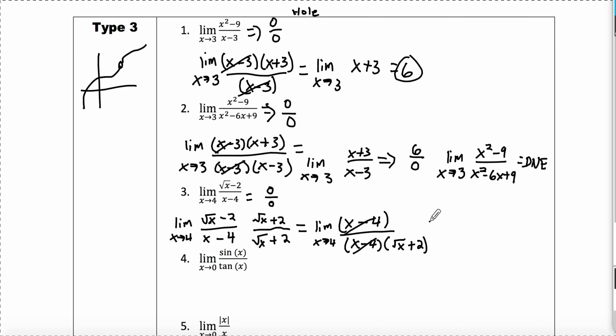Now our troublesome spot will divide away, and we get the limit as x approaches 4 of 1. Don't forget the 1 up top. We still have a 1 up there over square root of x plus 2. Square root of 4 is 2, so that's 2 plus 2, which will give us 1/4, and there is our limit. Nice. So that's multiplying by the conjugate.